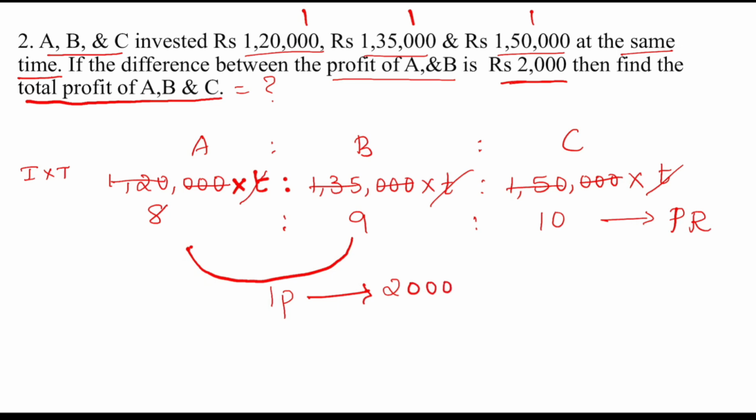Then, what they are asking is the total profit. So total parts is how much? 8 plus 9 is 17 plus 10 is 27. How 27 came? 8 plus 9 plus 10 is 27 total parts. Okay. So the difference is one part. That one part is nothing but 2,000. So 27 parts. Total profit means total in the ratio is 27 parts. So how much is 27 parts? They are asking. Okay. So total profit will be how much?